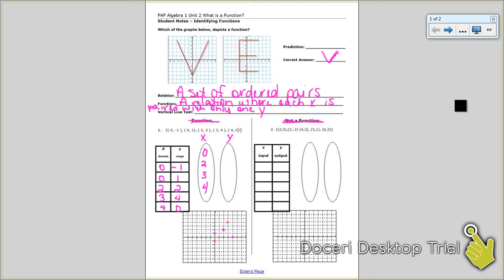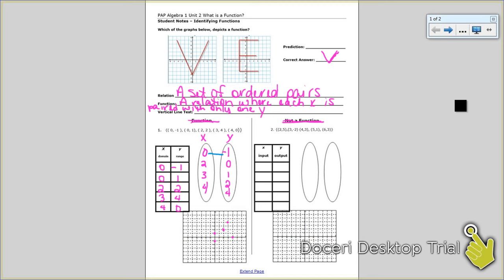And then on my y values, I'm going to also list them in order least to greatest. So the smallest one's negative 1, then 0, then 1, 2, and 4. And after that, I'm going to draw arrows or lines showing how the x values are connected to the y values. So I can see in my table that 0 and negative 1 are connected.